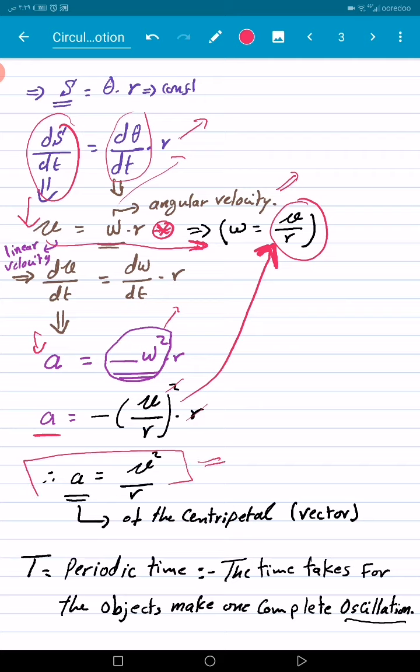And this, in lecture 2, I explain about it when it is A sub C, or AC. What is the meaning of AC? It is the centripetal acceleration. What's the meaning of centripetal acceleration?